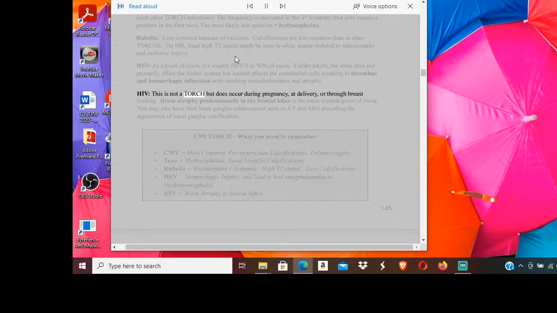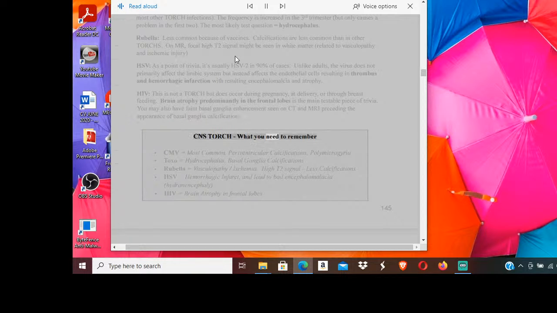HIV, this is not a TORCH but does occur during pregnancy, at delivery, or through breastfeeding. Brain atrophy predominantly in the frontal lobes is the main testable piece of trivia. You may also have faint basal ganglia enhancement seen on CT and MRI preceding the appearance of basal ganglia calcification.